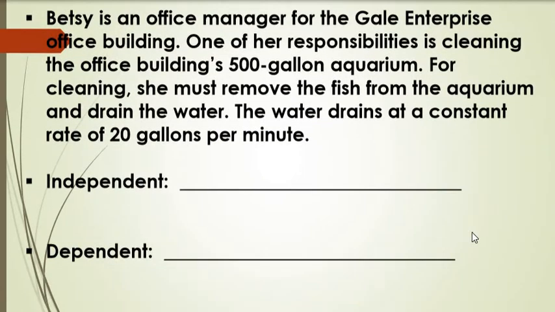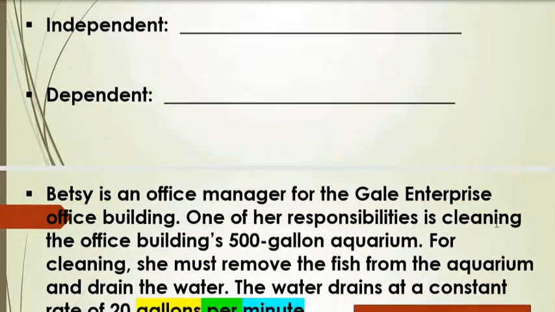Look at this next scenario. Betsy is an office manager for the Gale Enterprise office building. One of her responsibilities is cleaning the office building's 500-gallon aquarium. For cleaning, she must remove the fish from the aquarium and drain the water. The water drains at a constant rate of 20 gallons per minute. I want you to find the independent and dependent quantities. Pause me while you consider this.